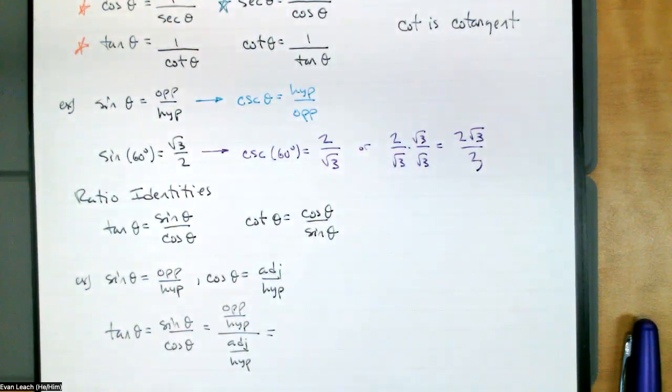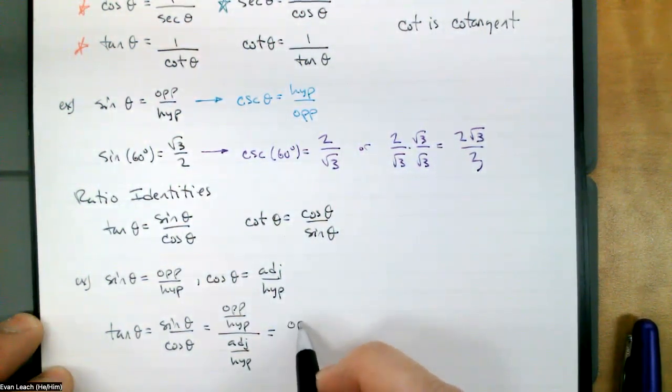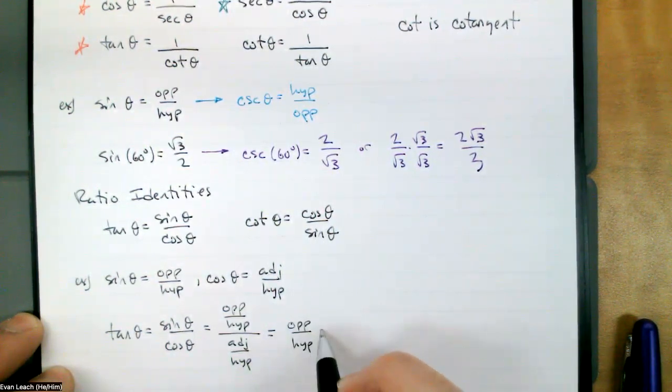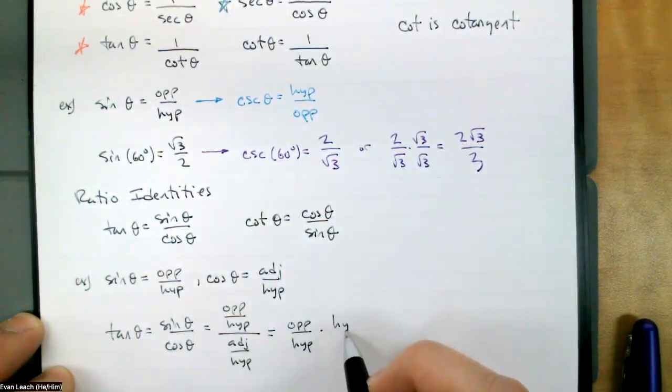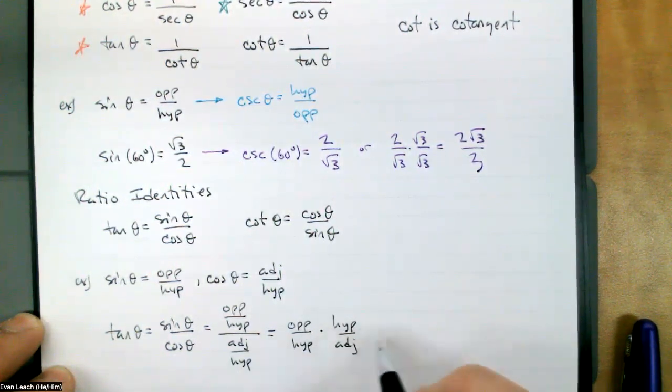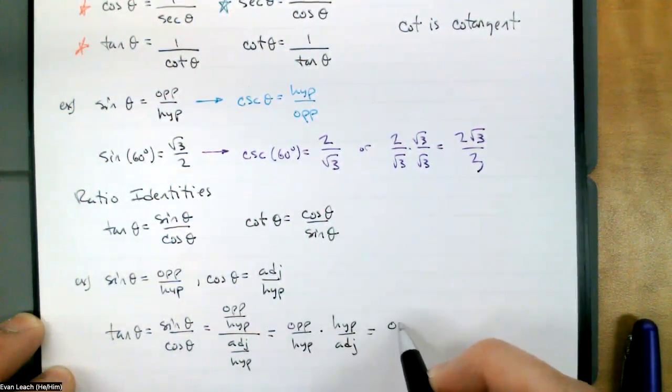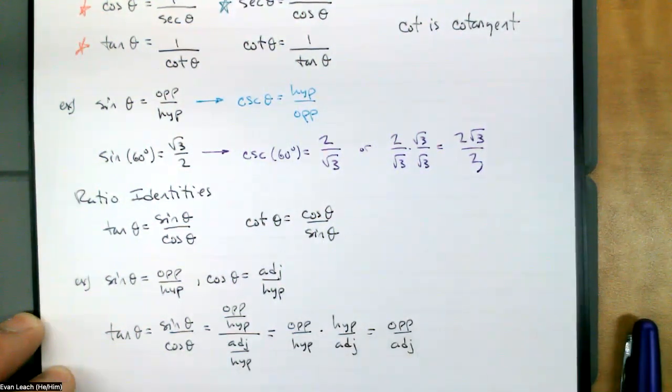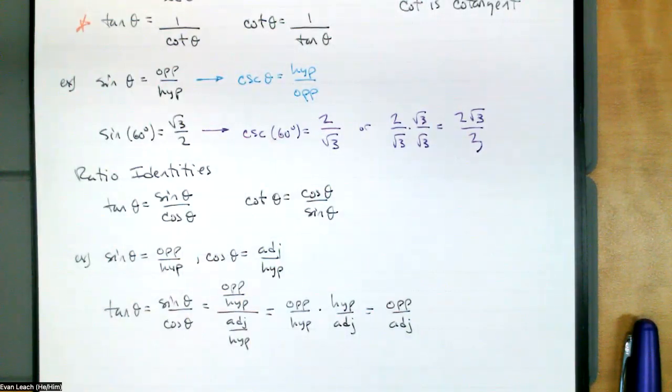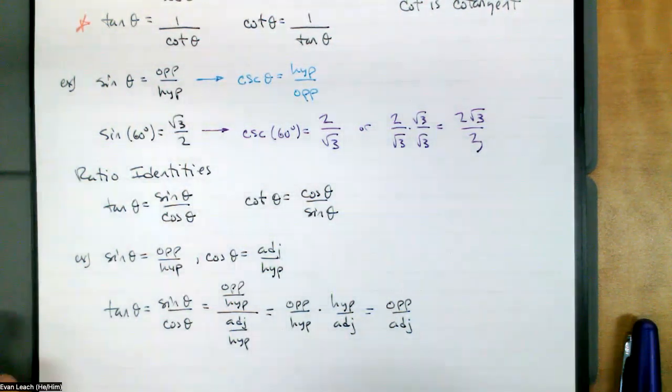If we don't like looking at the 1 over hypotenuse cancel out, we can see this is division. And so this is opposite over hypotenuse multiplied by the reciprocal, hypotenuse over adjacent. And then the hypotenuses cancel out and we get opposite over adjacent. So if you're not keen on canceling out a 1 over hypotenuse from the top and bottom, just do the division, multiply by the reciprocal. Division is multiplication by reciprocal.